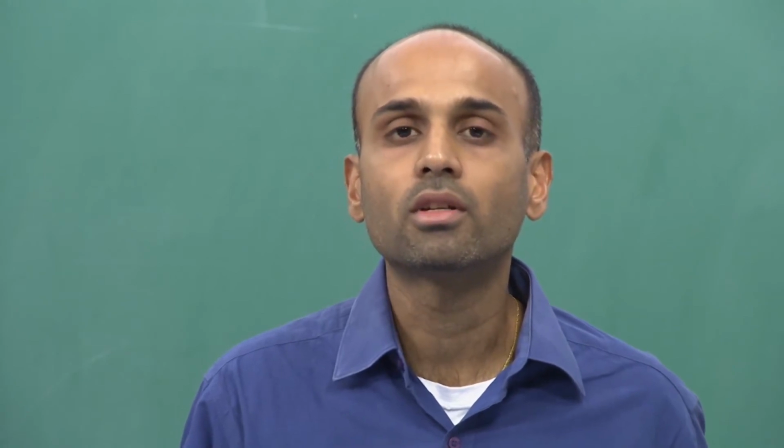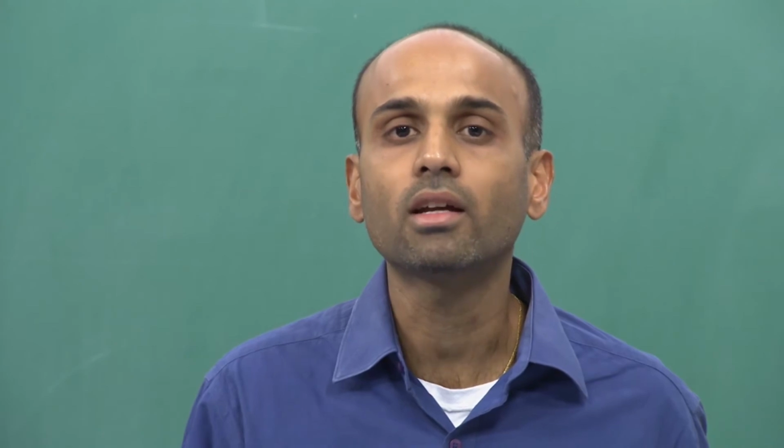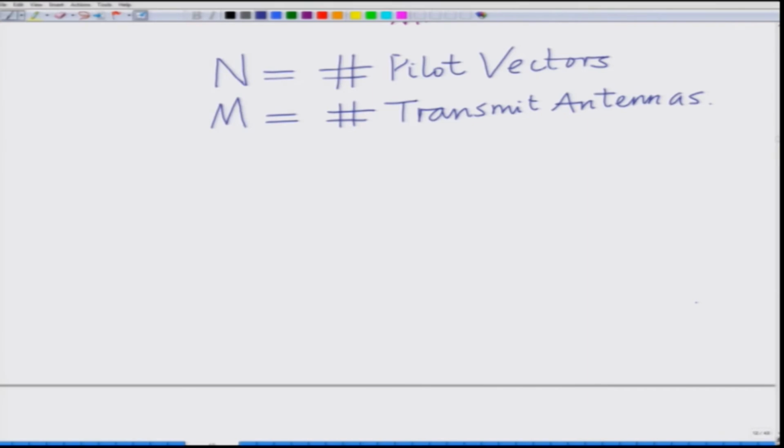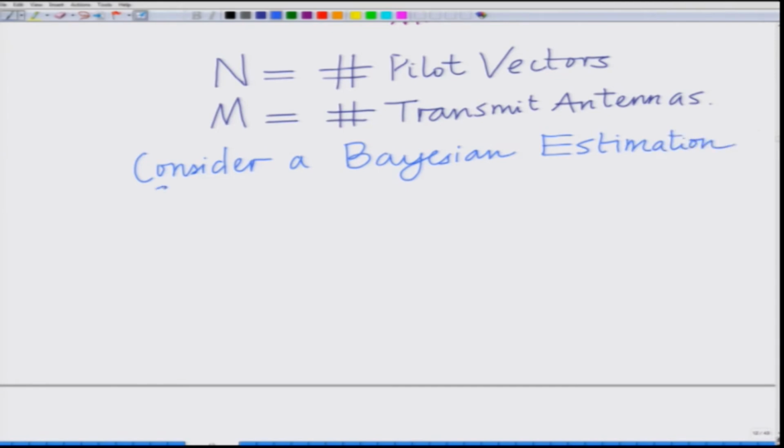And now we are going to illustrate how to estimate this channel vector h bar, which is a vector parameter. So now consider a Bayesian scenario. Remember, we are talking about Bayesian estimation. A Bayesian estimation scenario implies there is prior information about the parameter.